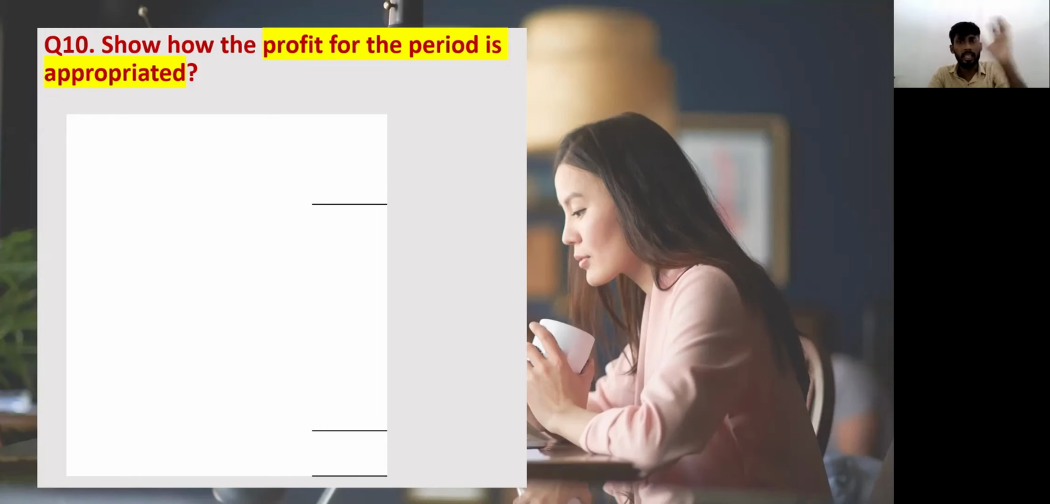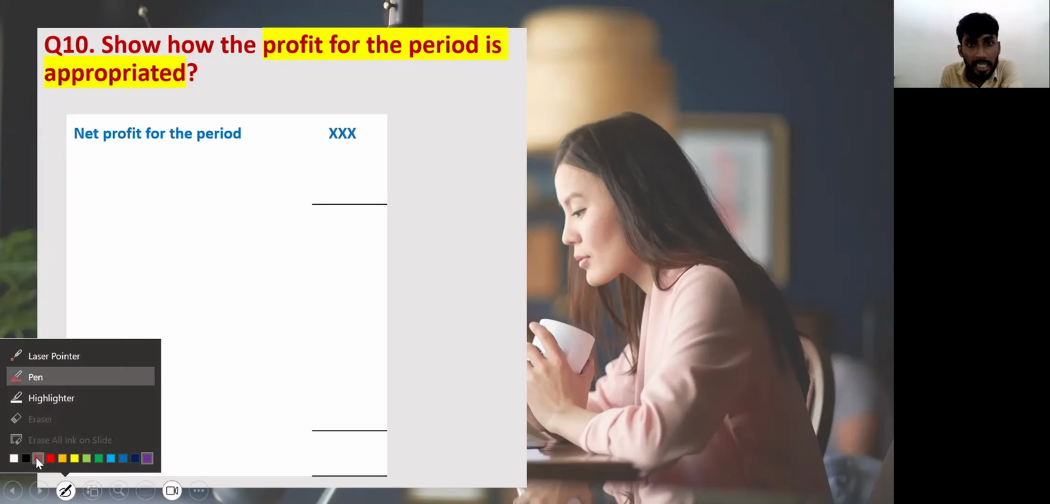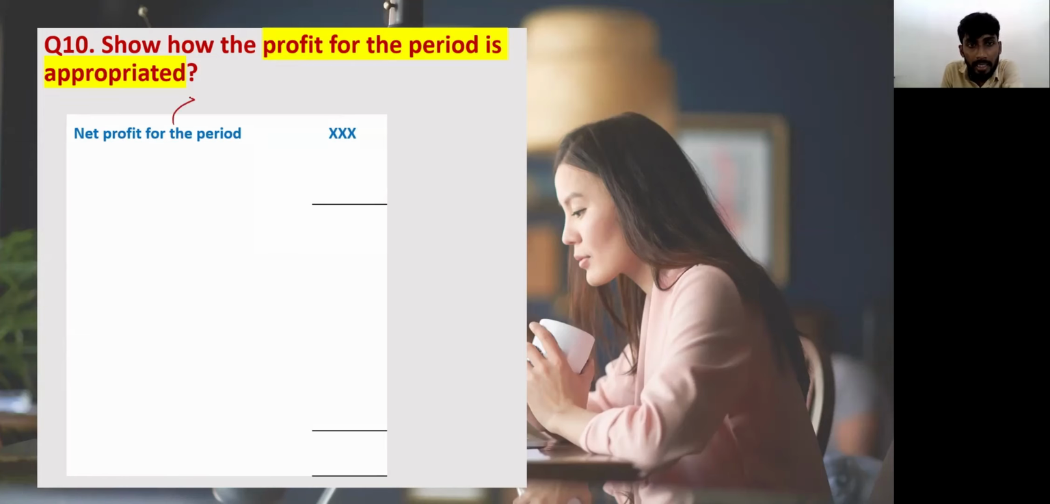Great. Now let's have an idea. We first get the net profit for the period, my dears. So from where can we get this net profit for the period? You need to have that idea. We are getting this from the statement of profit or loss. You know, in the statement of profit or loss, what is the last figure? The last calculation is the net profit for the period. So we directly take that net profit for the period to here.